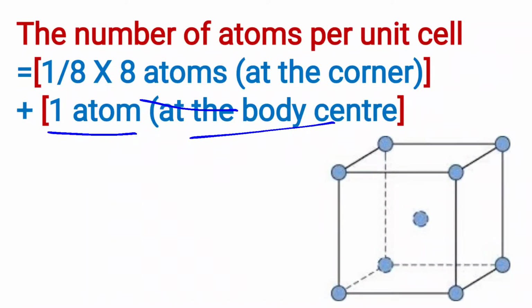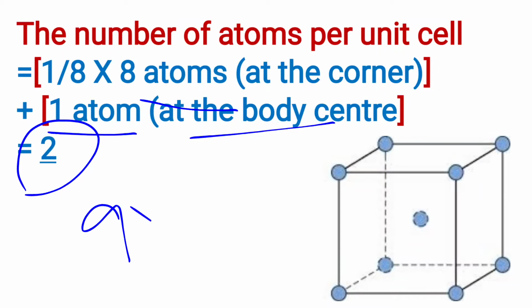So 1/8 into 8 plus 1 will give you what? 2. So it feels like there are 8 atoms and 1, so 9 atoms in the unit cell. But that's not true. When you calculate counting the sharing, then you would say that there are only 2 atoms in a body-centered cubic unit cell.